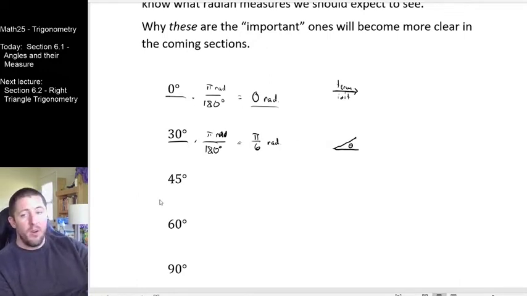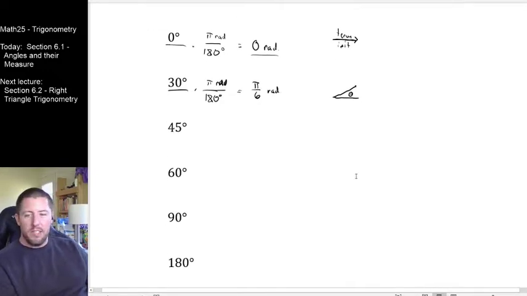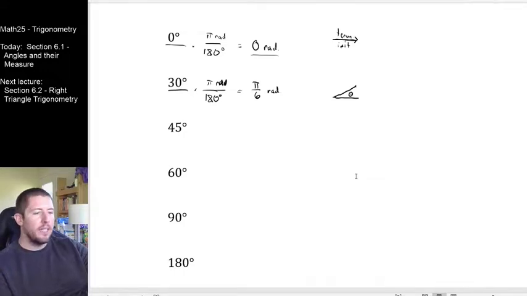And by the way, these are ones where you will just know these common ones by the end of the semester. All the ones in this list, within a few weeks, I expect you to just be able to say, oh yeah, pi 6 radians, that's 30 degrees. I know that. You'll just see these enough. It will happen naturally with how much exposure you'll get to this.